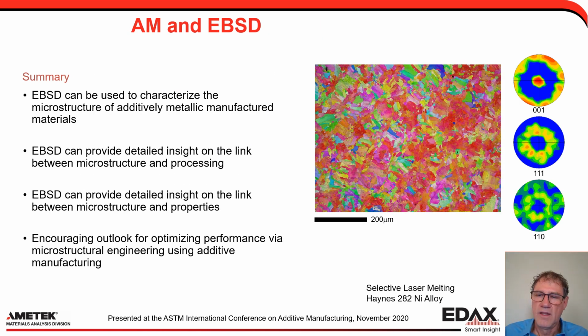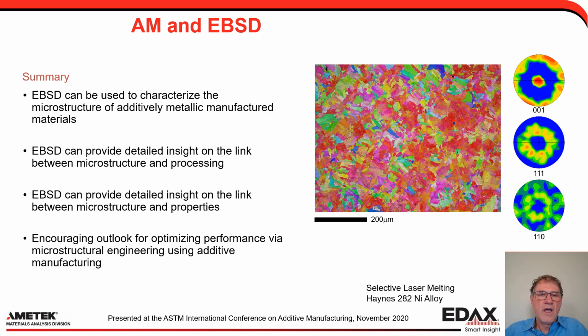I don't think we've reached that goal, but I think there are some neat ideas. This is just selective laser melting of a Haynes 282 nickel alloy, and you can see the microstructure and the resulting texture, which is a function of the microstructure. And so that would be the goal we'd love to realize.